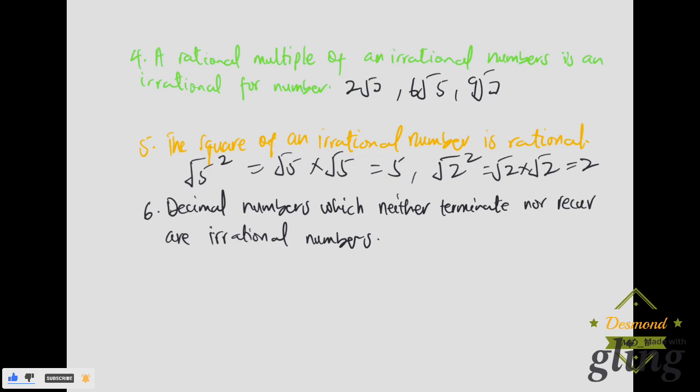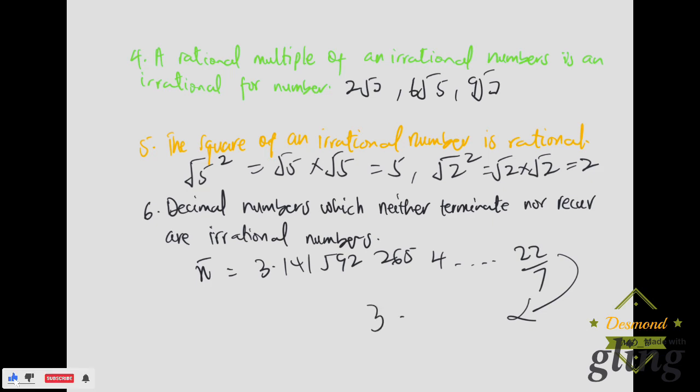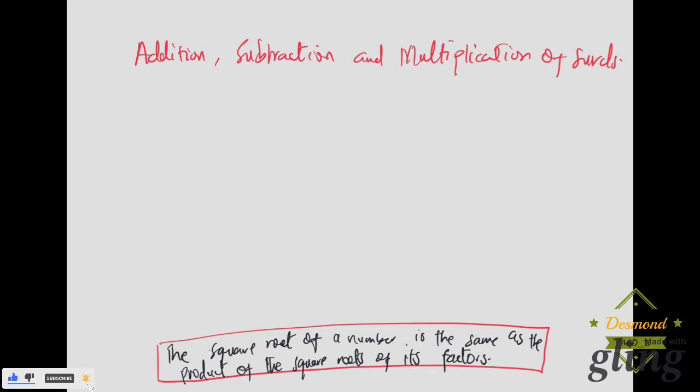One of the well-known irrational numbers is pi, right? The value of pi is like 3.14159265 going onwards, which has no repeating pattern. The value of pi is sometimes approximated by the rational number 22 over 7, or the terminating decimal 3.142. Now let's go into the addition, subtraction, and multiplication of surds.